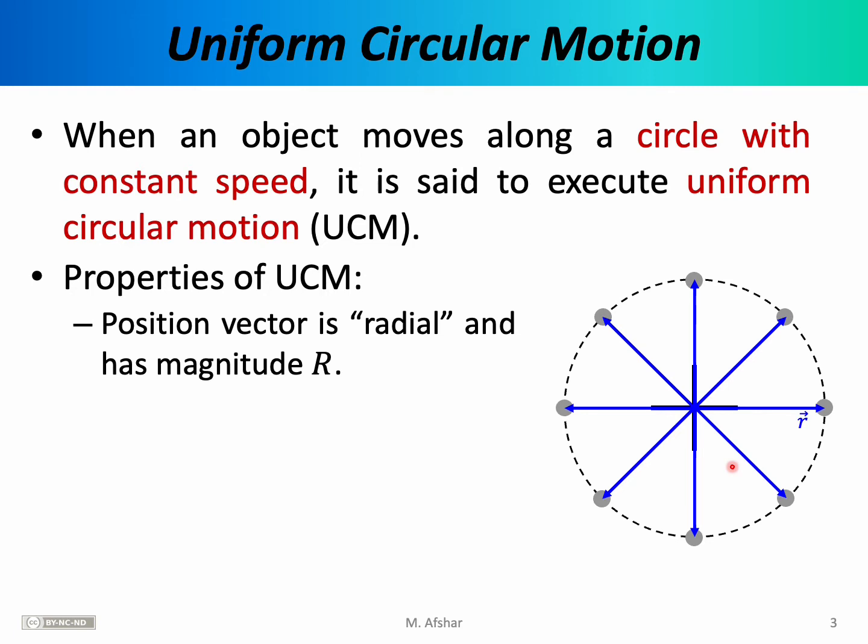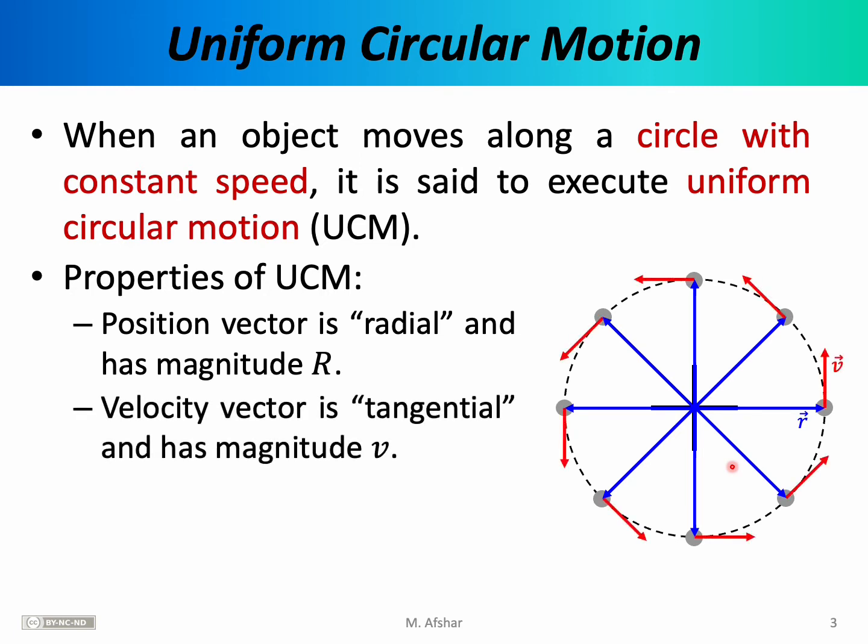This fact should be somewhat obvious. So maybe what is less obvious is that the velocity vectors are tangential. Remember that in general, the velocity vector is tangent to the path that an object is following. So when the object is located over here, the velocity vector points straight up and it is tangent to the circle at that particular point.